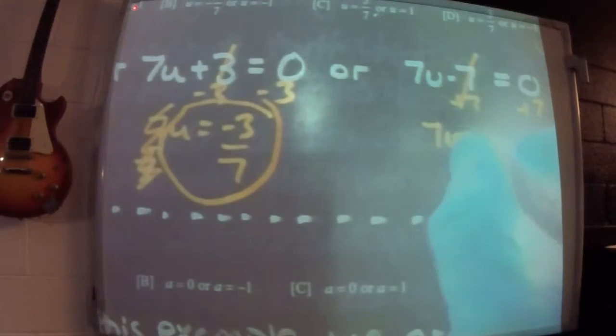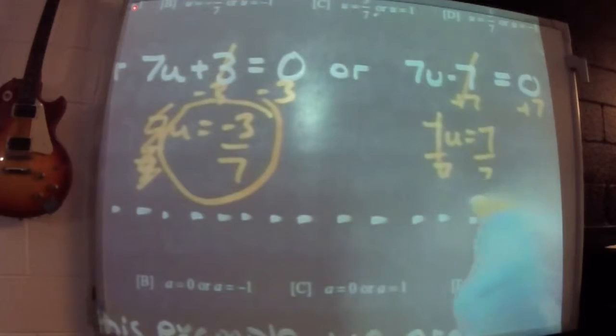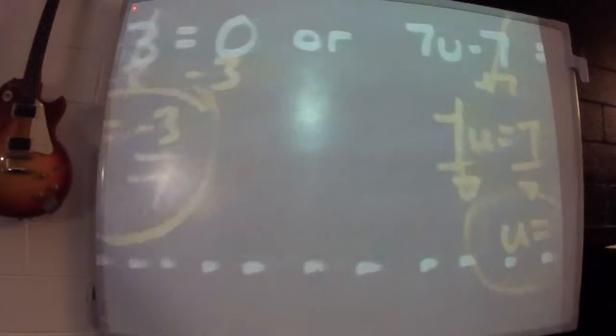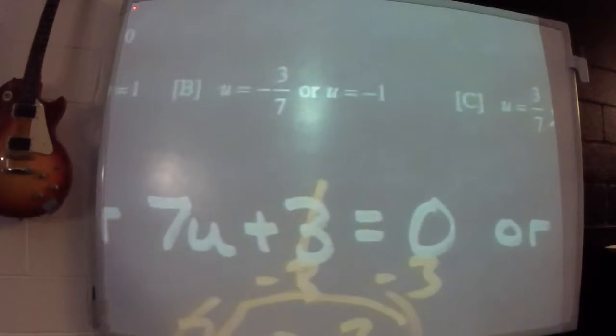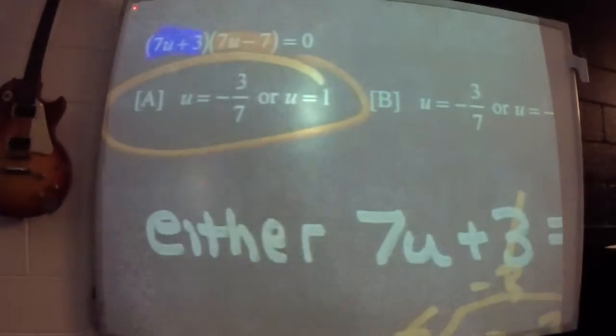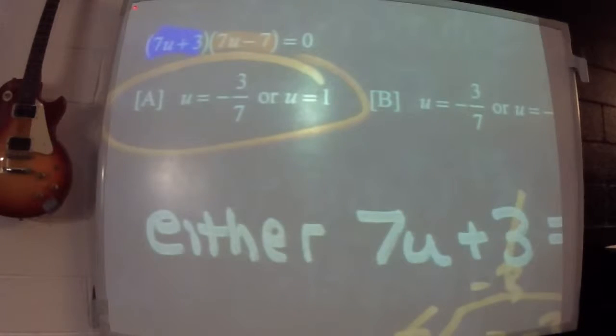The other one, add the 7 over. And you get 7u equals 7. Divide by 7. And you get u equals what? 1. So your two answers: u equals -3/7 or u equals positive 1. All right, so that's what you do. If you're multiplying two binomials and you get 0, set the first binomial equal to 0. Set the second binomial equal to 0.